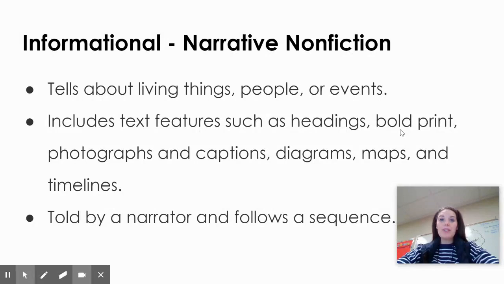It also includes text features such as headings, bold print, photographs and captions, diagrams, maps, and even timelines. Narrative nonfiction is told by a narrator and follows a sequence, meaning it might tell the story in order or by chunks about different topics.